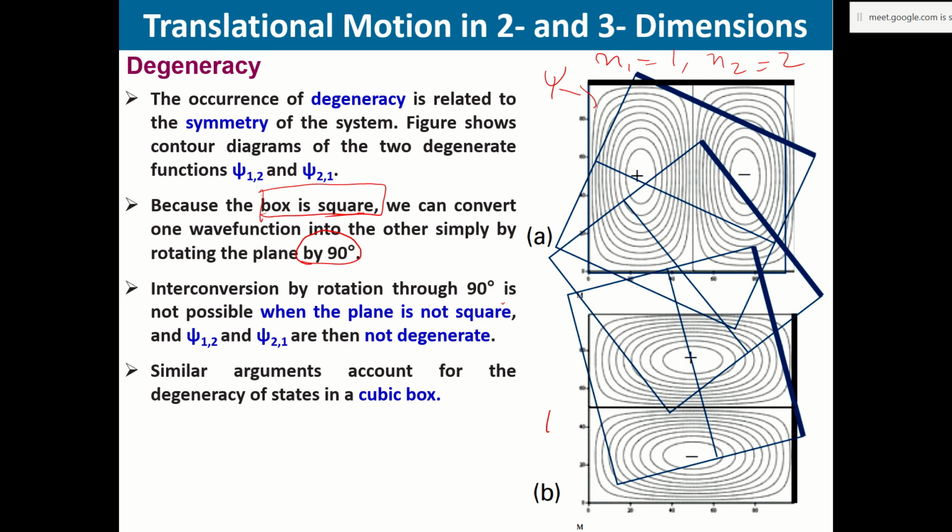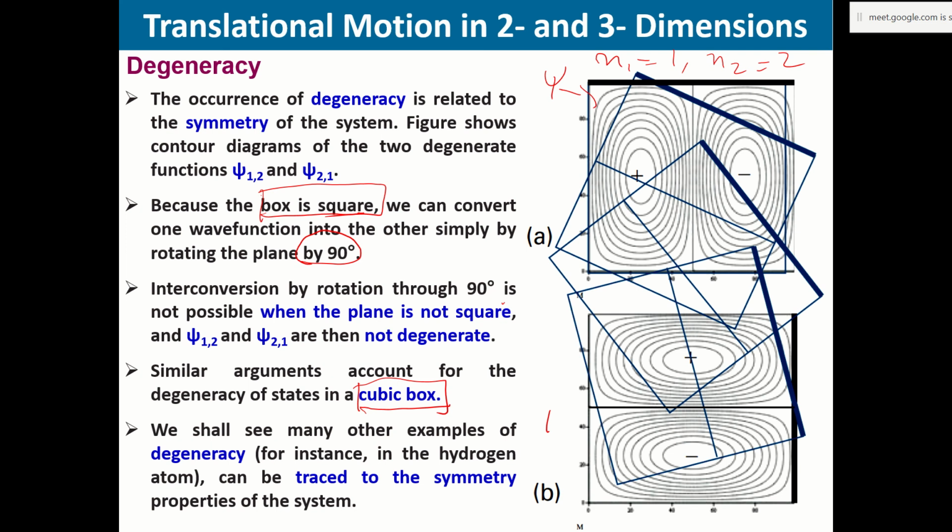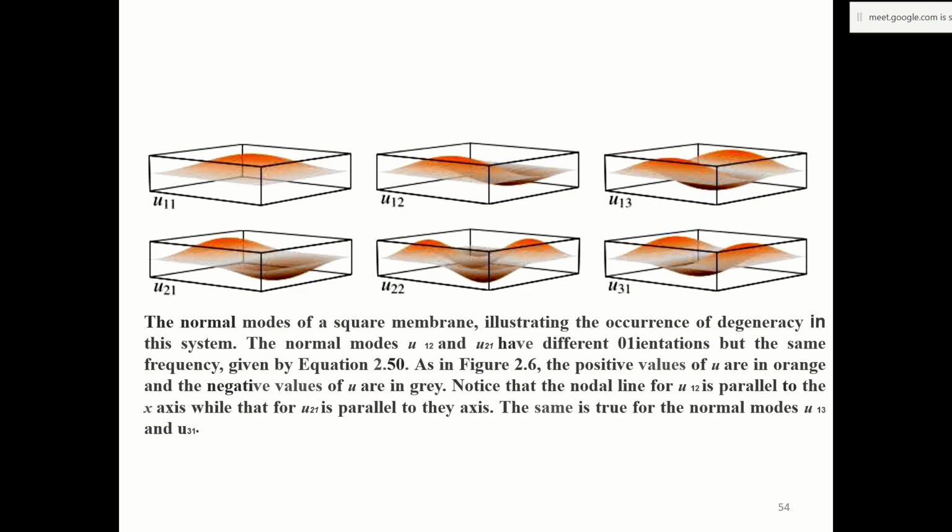In a similar way, you can account for a three-dimensional box where all the lengths L1, L2, L3 are equal. You can again have degeneracy over there. There will be many examples of degeneracy that are all traced to the symmetry properties of the system. Even if we go to the hydrogen atom or anything, wherever there is symmetry, if two wave functions are related by a symmetry operation, then we can think of having degeneracy over there.